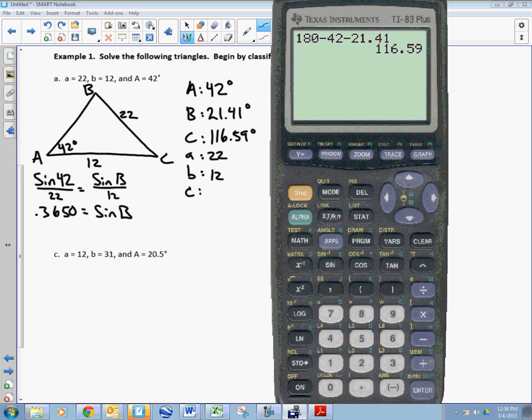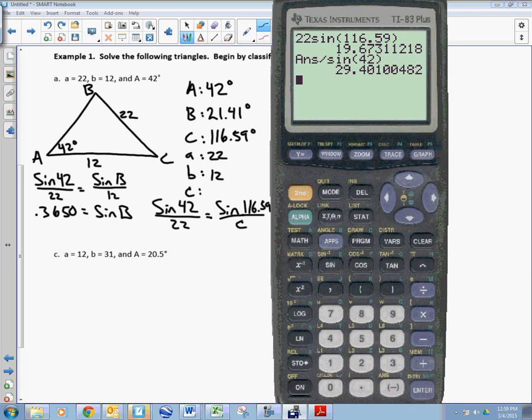Okay. Now, we want to find C. How will we find C? Use our law of sines. Sine of 42 over 22 equals sine of angle C, which is 116.59, over C. As I solve the law of sines here, 22 times the sine of 116.59, I'm going to divide that by sine of 42. And I get 29.40.